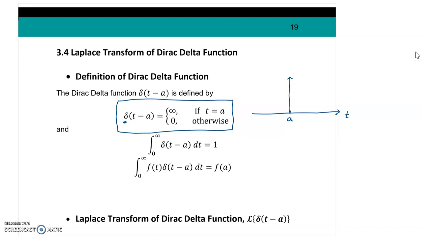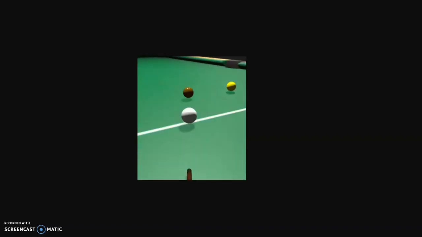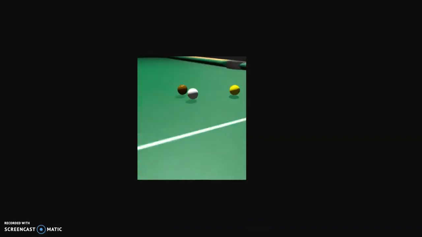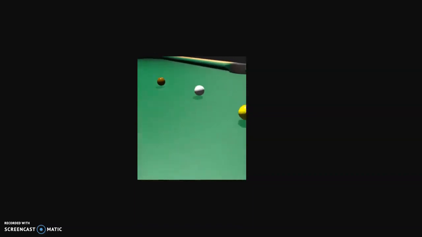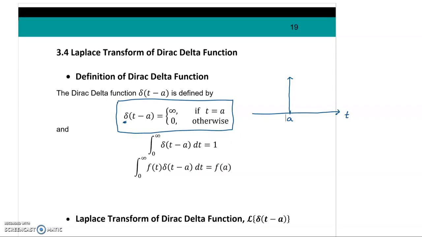In terms of application, if we think of something close to us, you can imagine when you hit a nail with a hammer. The blow of the hammer is an impulsive force, which can be modeled as a Dirac delta function. Or in another scenario, when you hit a snooker ball with a stick, the impact force is a Dirac delta function. Those are the things you can imagine for the Dirac delta function.